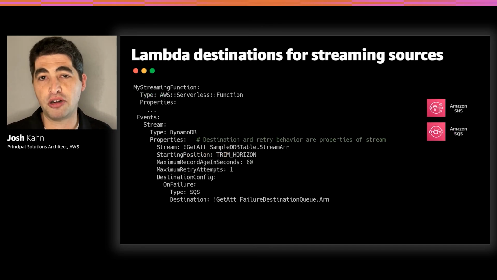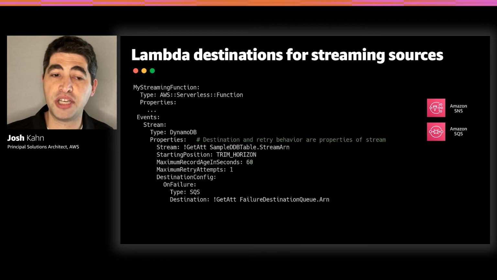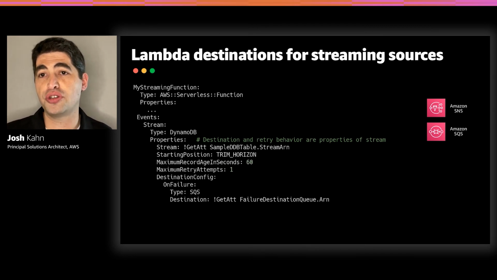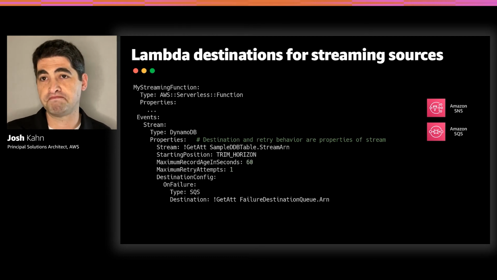Now here's one I learned the hard way. When you go to configure your destination for a streaming source, you actually configure that destination on the stream itself, not the function. So you can see that here in this AWS SAM template, we have a destination config associated with our DynamoDB stream, not with the function itself.